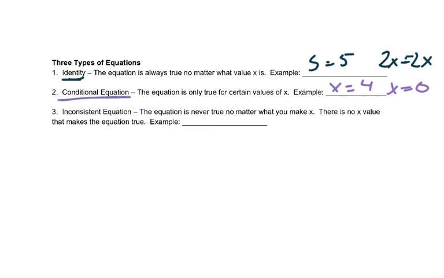And the last type of equation are equations where there is never an x that works. It's not true. So it'd be something like getting 0 equals 2 or 4 equals 5. So these are called inconsistent. It means there's no solution. And that's our first section.